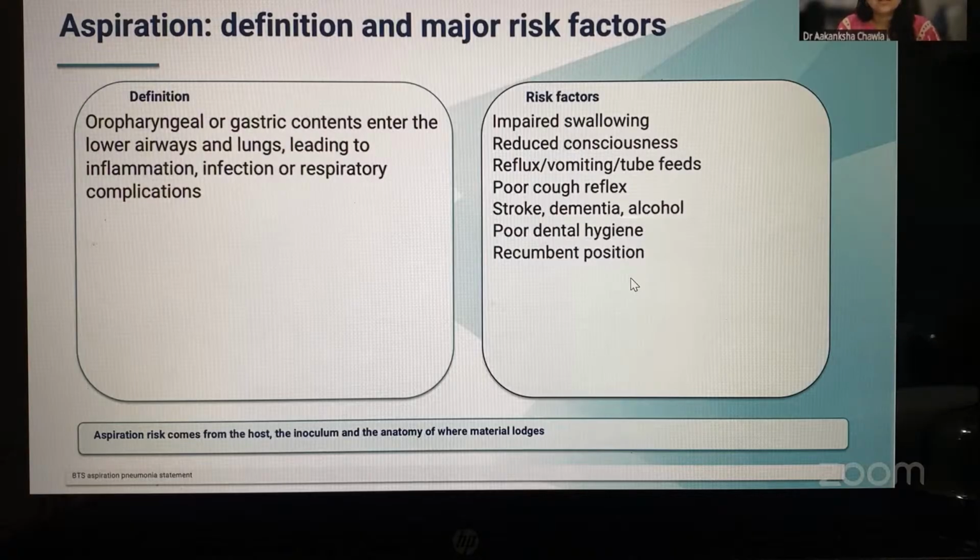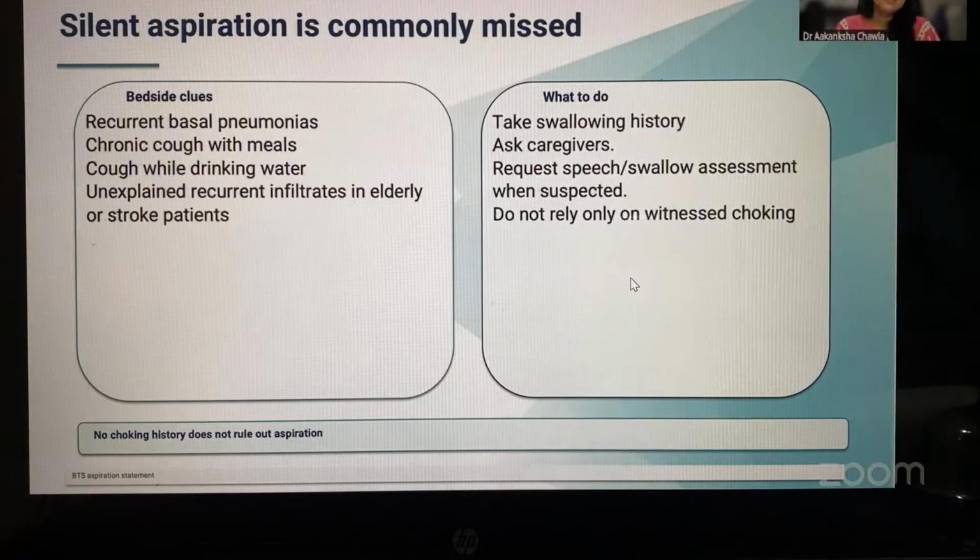The risk factors for aspiration are impaired swallowing, reduced consciousness, history of reflux, any vomiting, patient on tube feeds, any reason for the poor cough reflex, history of stroke, dementia, or alcohol intoxication, patients with poor dental hygiene, and even recumbent position. So, silent aspiration can also occur, which can be missed.